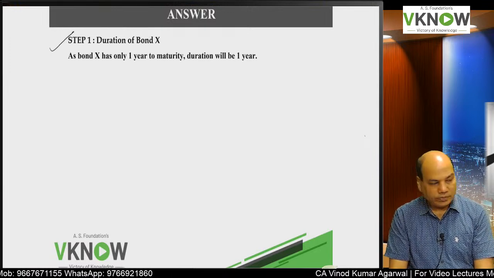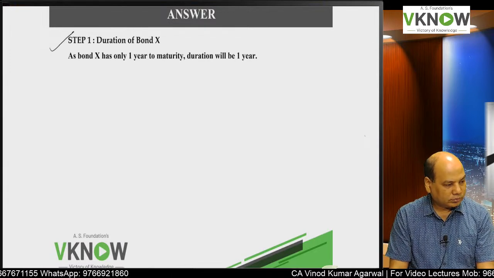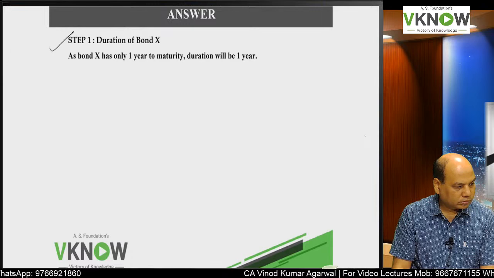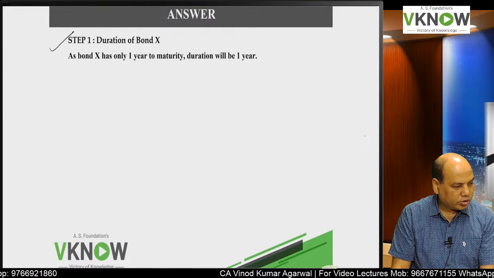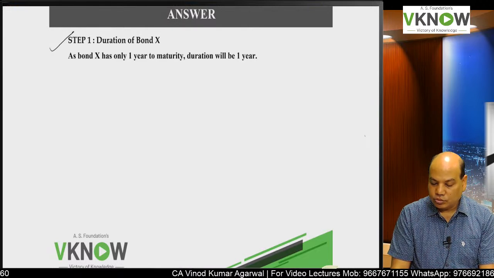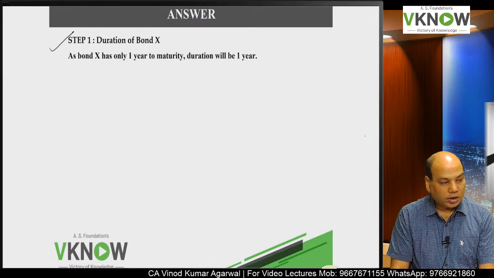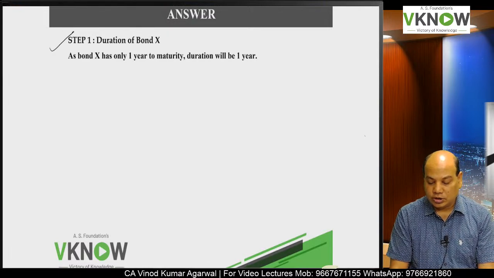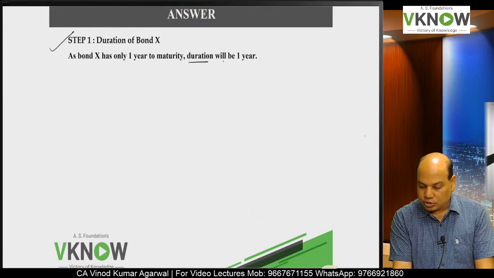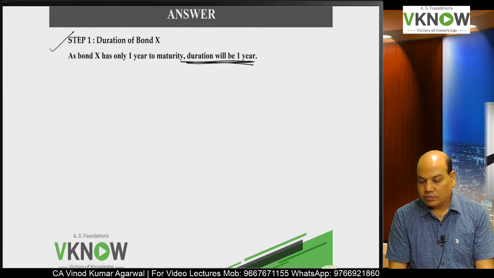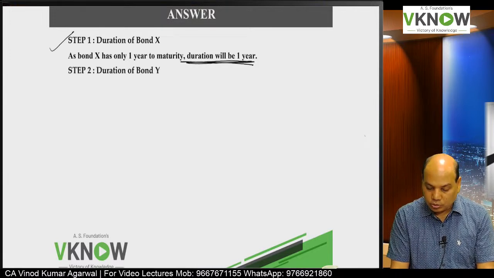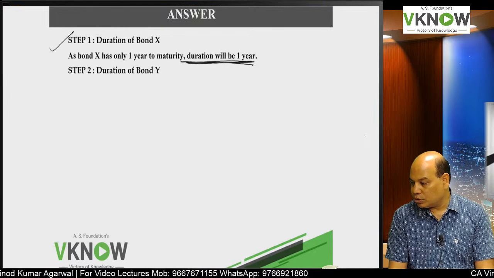Duration of bond X. As bond X has only 1 year to maturity, duration will be 1 year. Then write down duration of bond Y.